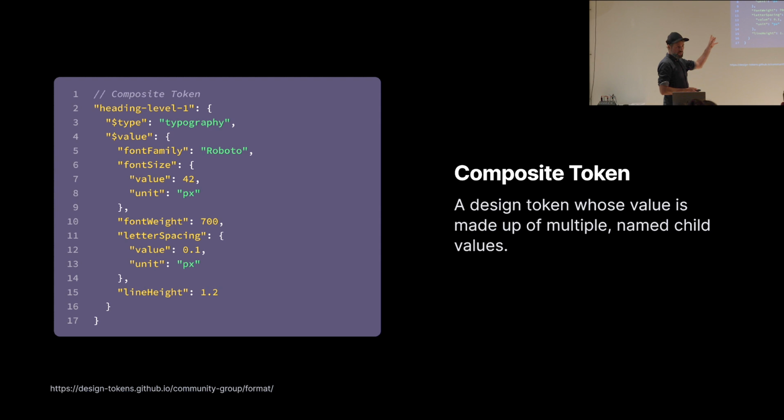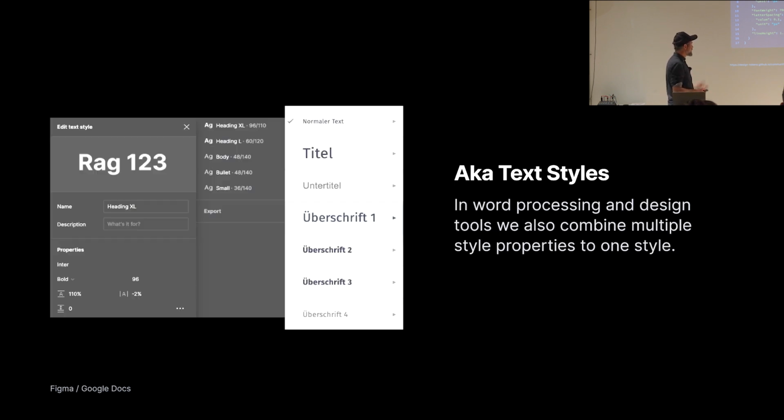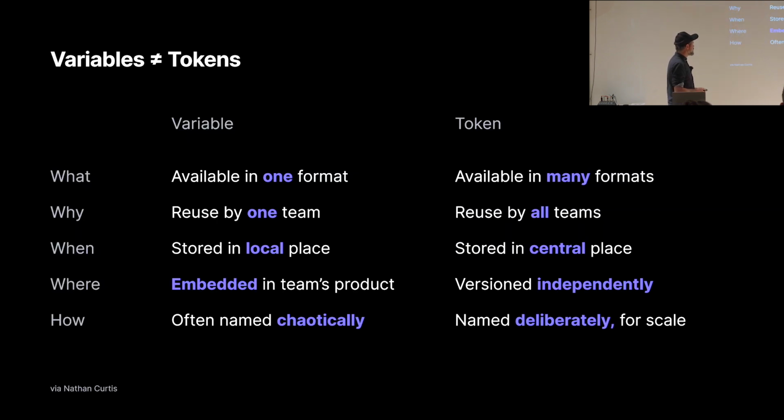And then we have composite tokens, and this is really important if you're dealing with animation, shadows, but also typography, because a typographic style wouldn't make sense if we just define a font size. We also need font family, letter spacing, line height, and stuff like that. So we can combine different values, so a token that is made up of multiple child values, and that's something we already know from word processing tools, so it's not new. Also, these tools combine typographic properties to one style.